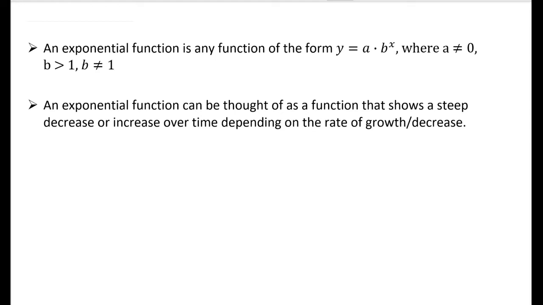So there's a lot of examples of exponential functions, including in finance, when you're buying a car, you're talking about loans, you're talking about compound interest. There's so many examples of exponential functions.